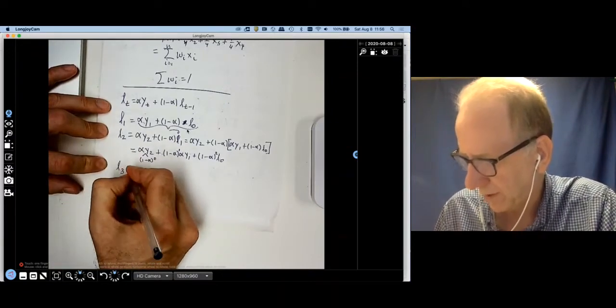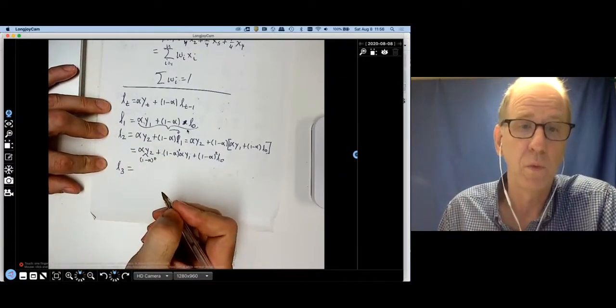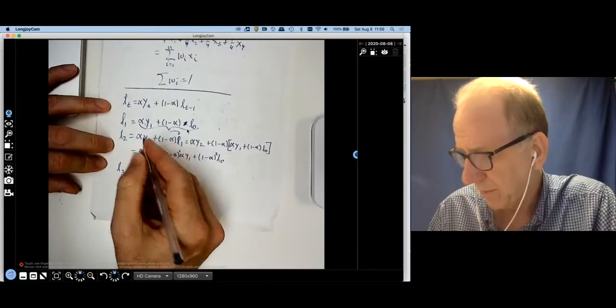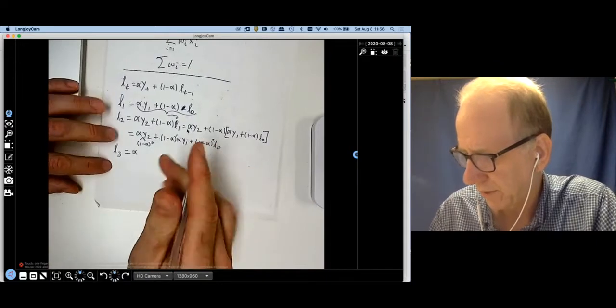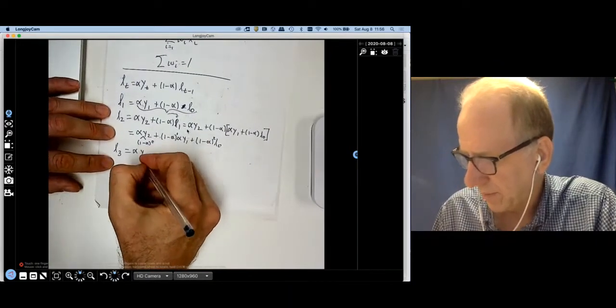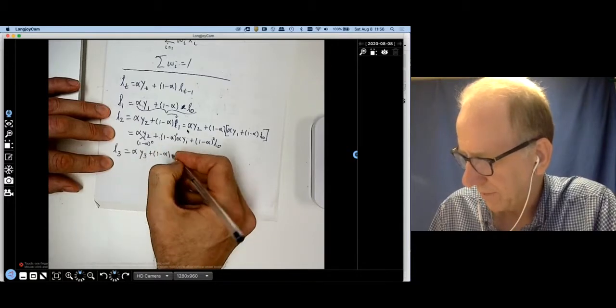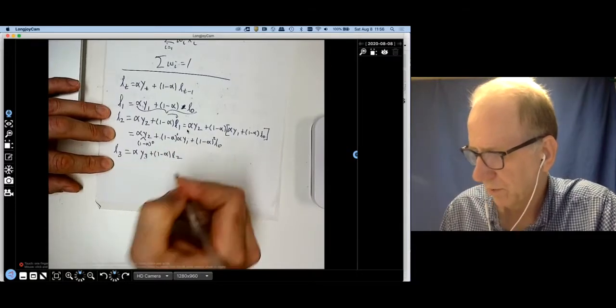Just in case you aren't, let's write out one more equation here. Using my definition of the smoothing equation, this is going to be alpha times y3 plus 1 minus alpha times L2.